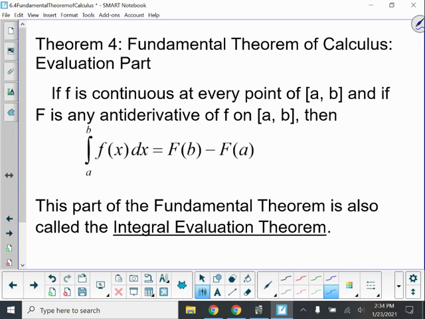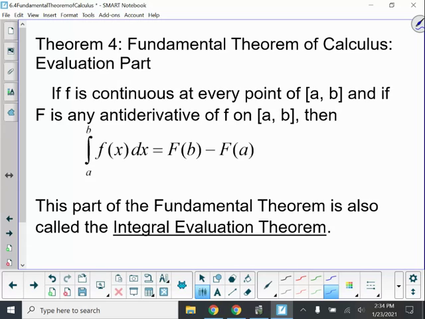Part 2 video for 6.4, the fundamental theorem of calculus, and this picks up with theorem 4, which is the evaluation part of the fundamental theorem of calculus. And again, this is a continuation of an exploration that we had in 6.3.